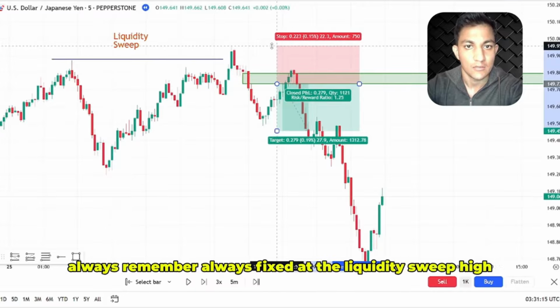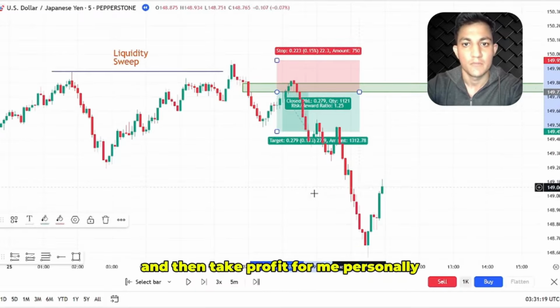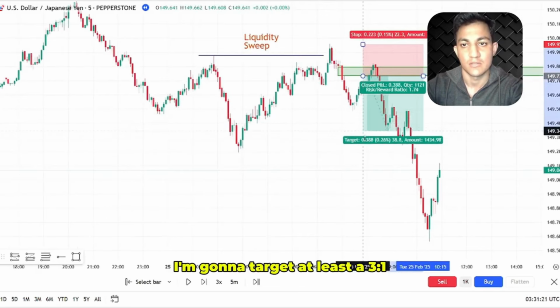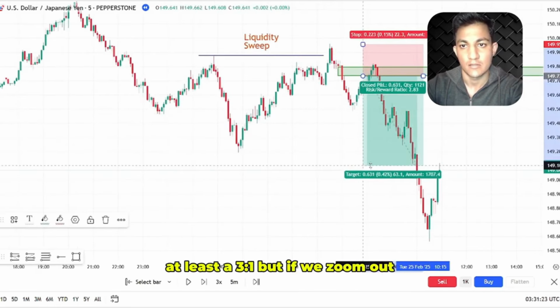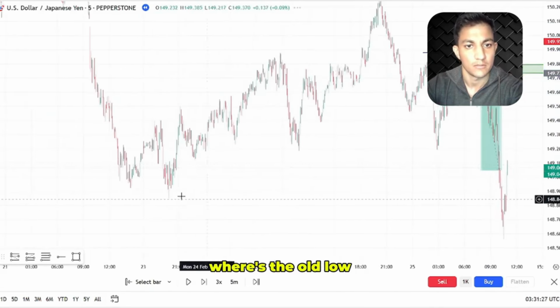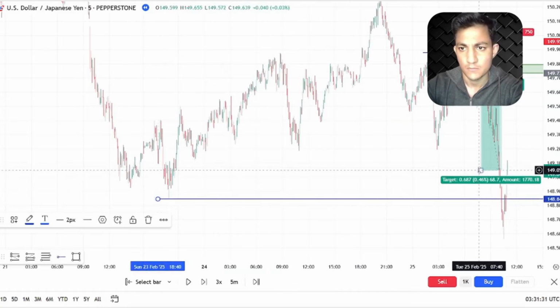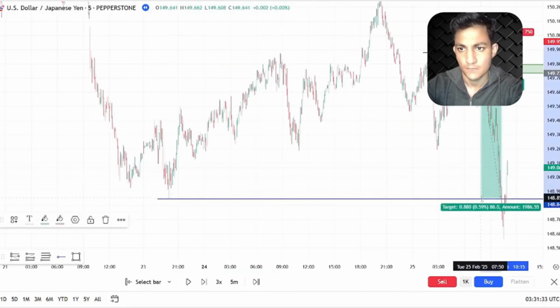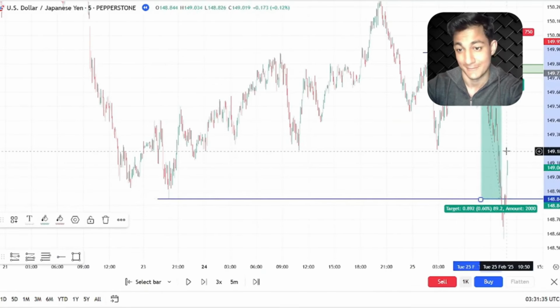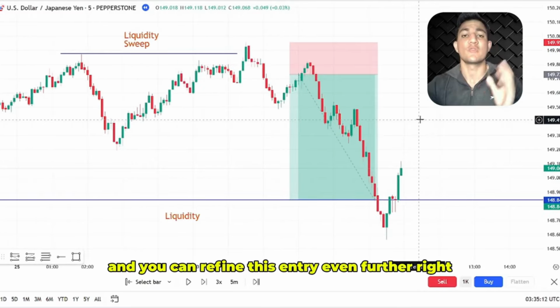Stop at the high. Always remember, always fix at the liquidity sweep high, and then take profit. For me personally, I'm going to target at least a 3-to-1. But if we zoom out, where's that old low? Sorry, here's the old low. Let me just mark this out for you. Old low. That's literally beautiful, isn't it? Textbook. Easy 4-to-1, and you can refine this entry even further.